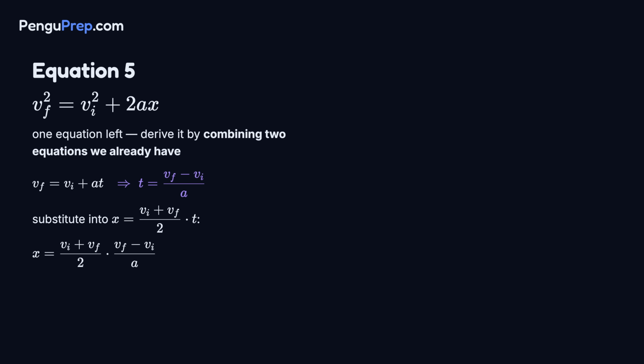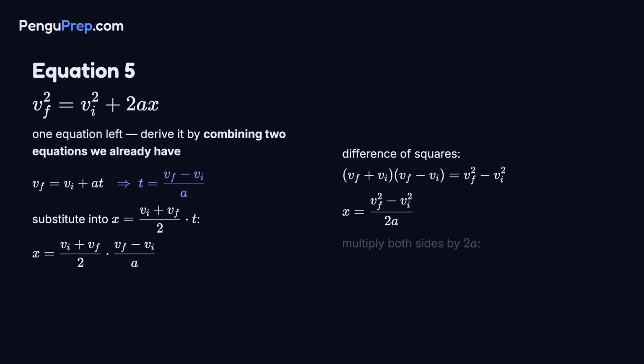Then the numerator is (vf plus vi) times (vf minus vi), which is a difference of squares, which gets you vf squared minus vi squared. So we get x is equal to (vf squared minus vi squared) divided by 2a. Then by multiplying 2a on each side, you get vf squared equals vi squared plus 2ax.